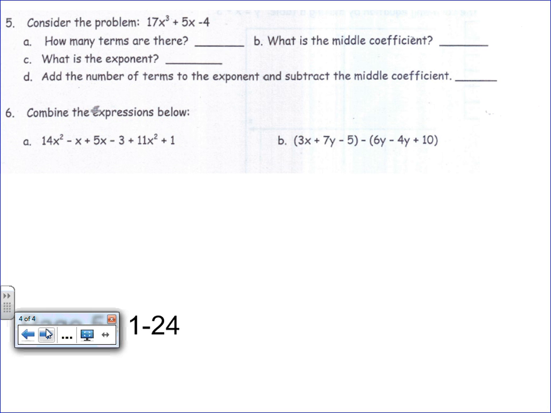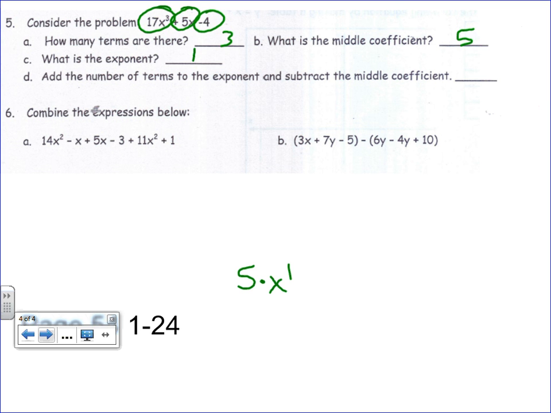This is more a preview than it is anything else. I just wanted to make sure we understood some words here. Each one of these things here is a term, so there's 3 of them. The middle coefficient, remember it's a coefficient, it's a variable, and it's an exponent. I'm just having some words here. So the middle coefficient is 5. The exponent of the middle thing is 1.